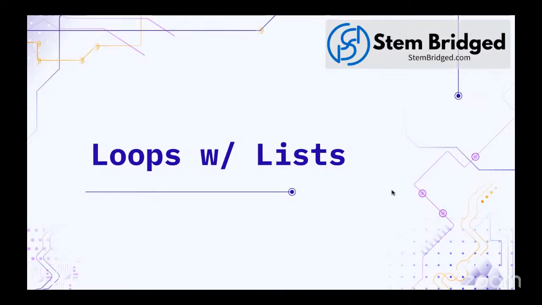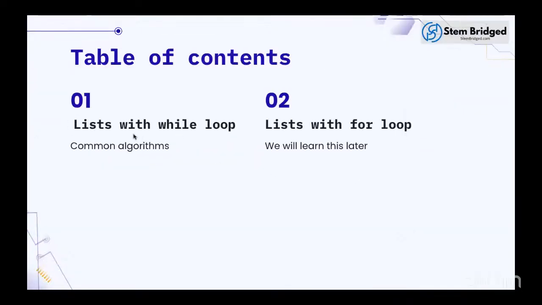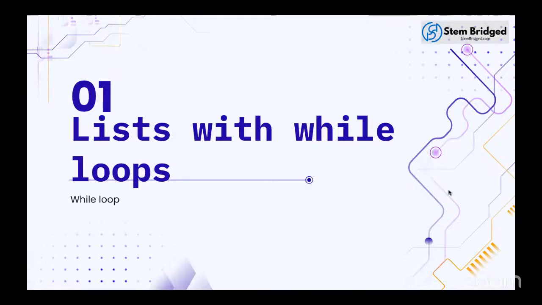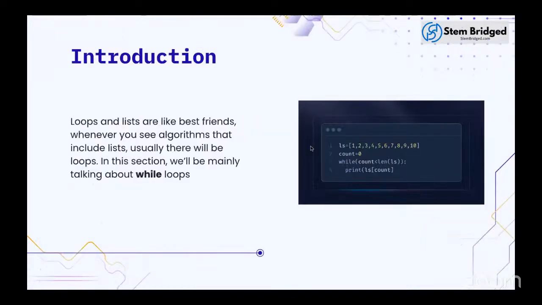Loops with lists. First we're going to be talking about lists with while loops, and then we're going to be talking about lists with for loops. So, lists with while loops. This is an introduction. Loops and lists are like best friends. Whenever you see an algorithm that includes lists, usually there will be a loop.